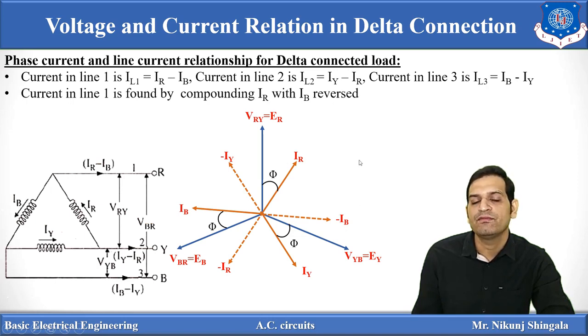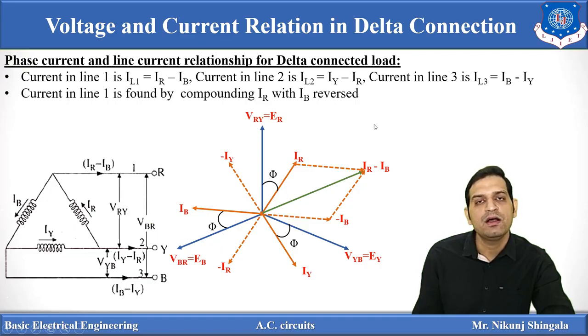So the resultant current, that is IL1, can be found using the parallelogram method that we have also discussed in the previous video lecture. If we form the parallelogram, then the diagonal of the parallelogram will be nothing but the line current, that is IL1.